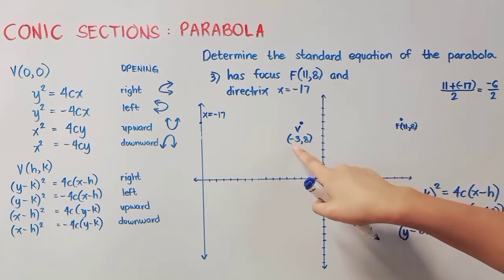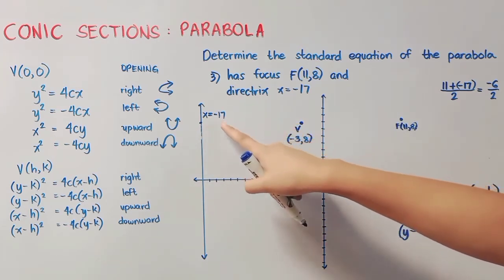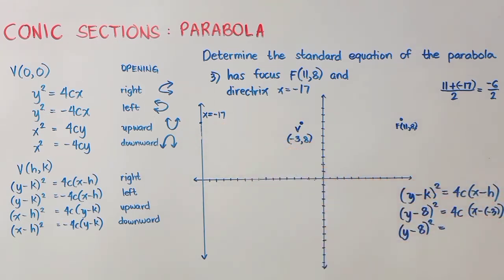So we have here negative 3 and negative 17. The distance from these 2 points is 17 minus 3, which is 14. So our c is 14, and then we'll just copy here x. Then negative times negative is positive 3. Therefore, our final answer is quantity (y minus 8) squared is equal to 4 times 14, which is 56. And then we'll just copy (x plus 3).